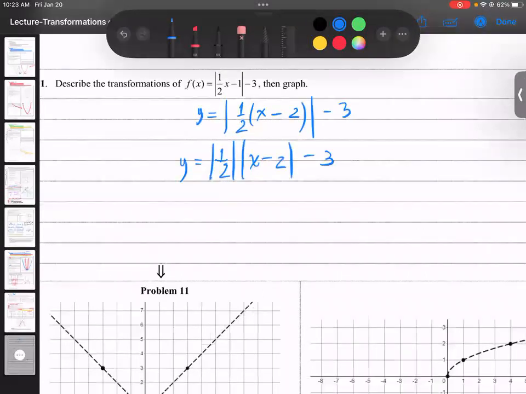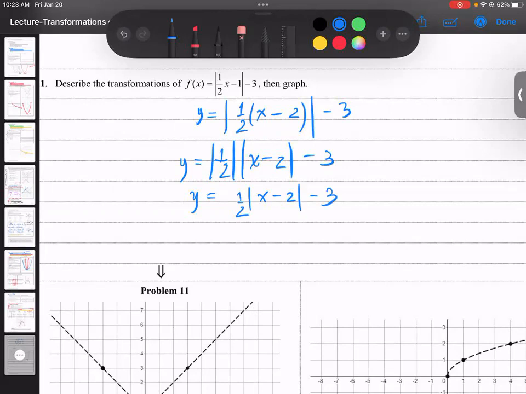Absolute value of 1/2 is 1/2. Now you don't need the absolute value anymore. However, I don't know what the x minus 2 is. It could be positive if x is bigger than 2. If it's negative, it is less than 2, right? So we leave it in the absolute value.